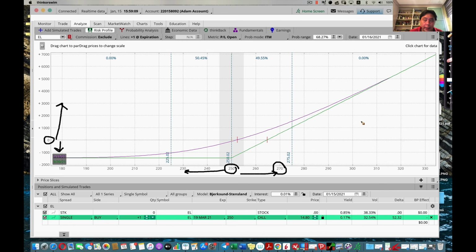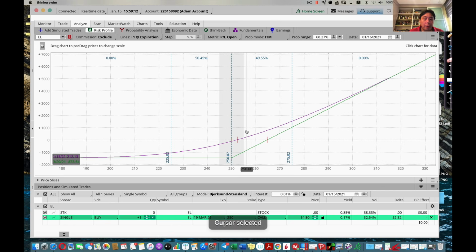You can see right here, the chart will show there's a green line and there's a purple line. Now the green line is the profit and loss at expiration, which is the 19th of March in 60 days. So in 60 days, this green line would be your profit and loss. But your profit and loss today, which is the 15th of January, is the purple line. Again, we'll go through this in detail in the next few lessons. But what I want to show you right now is the maximum loss.